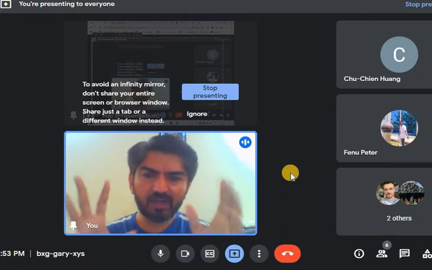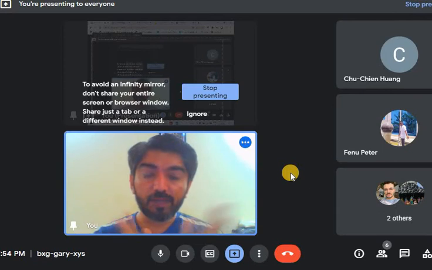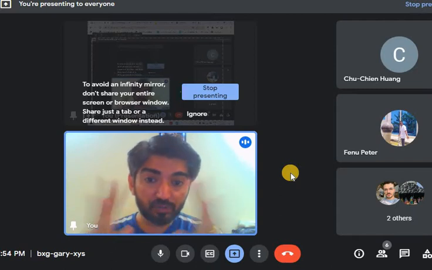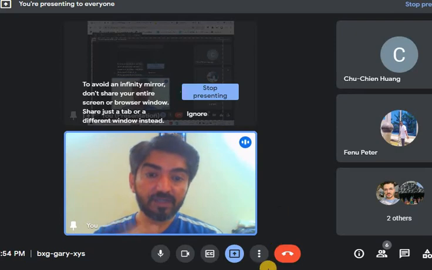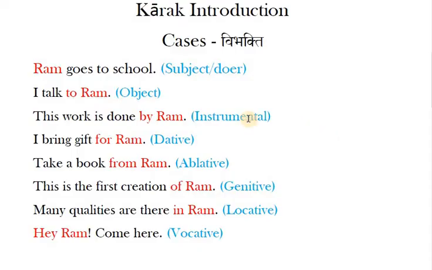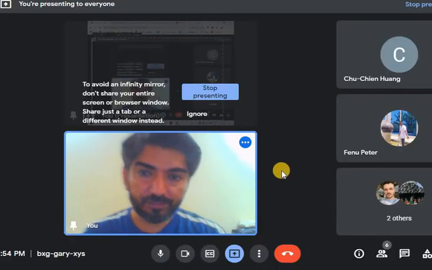You must have heard Ramah, Ramau, Ramah, Ramam, Ramau, Raman. This kind of table you heard. But what is the meaning of each form? How are these words actually categorized, right? Let us understand this. Before that, you must be aware of certain things. Now see, here you read the title Karaka Introduction. Cases means vibhakti. Now students, listen to me carefully.